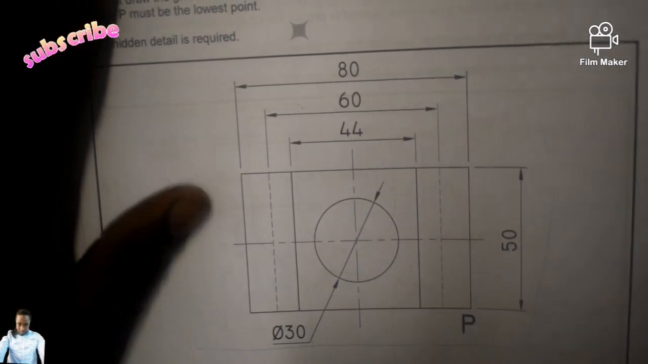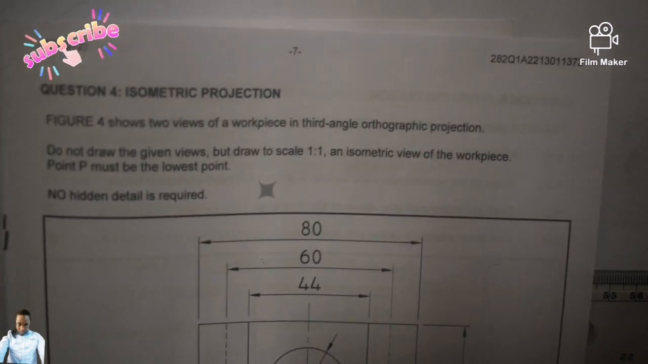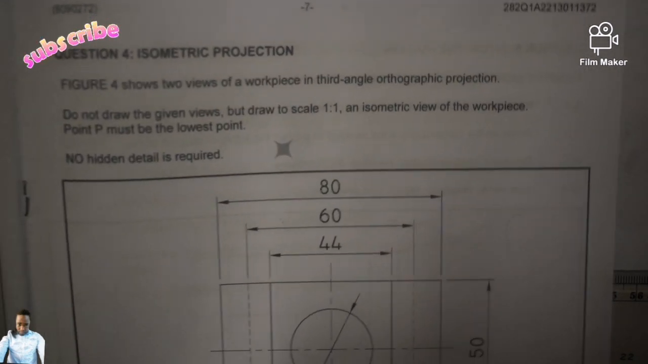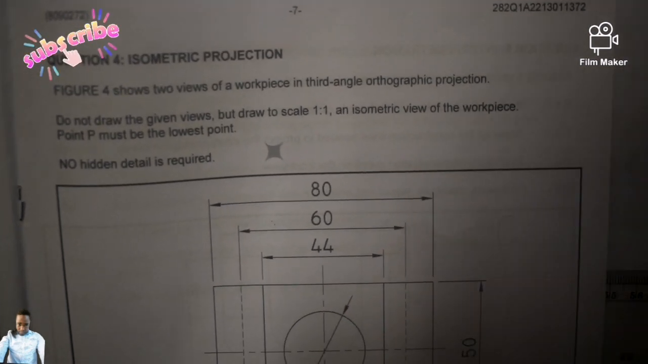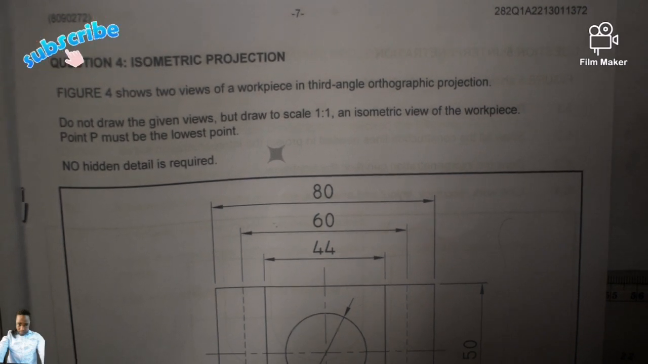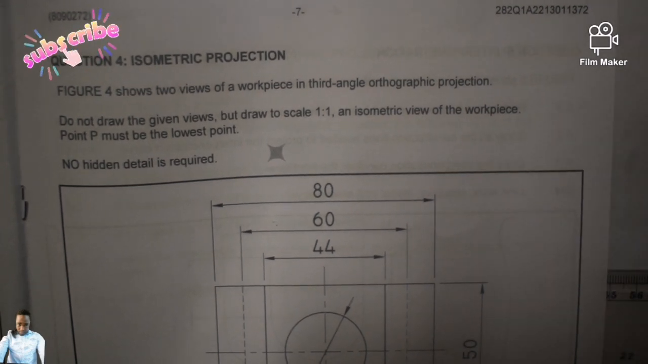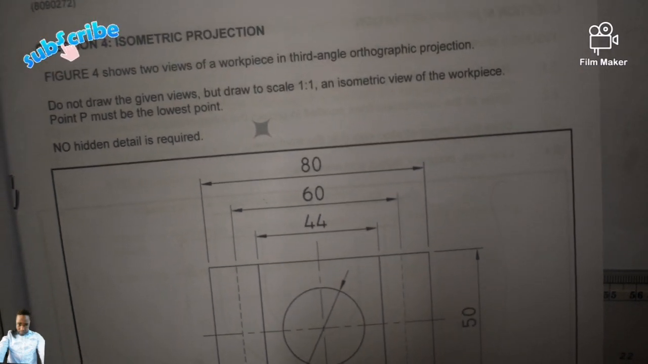So from that, I want us to look at this one. This is a simple, straightforward isometric drawing. It is very important to read the question, because you might find that the question is saying do not attempt this question, please go to the next page. You understand? So it is very important to read the question first.